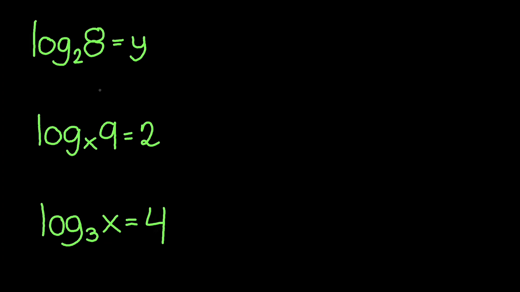Let's solve some logarithmic problems. First up is log of 8 with the base of 2 equal to y. When you're solving logarithmic problems, you want to first convert this into an exponential function. So, just raise the base, which is 2, to the power of the answer, which is y, and equate this to the value of the log, which is 8. So, this would look like this: 2 raised to the power of y equal to 8.